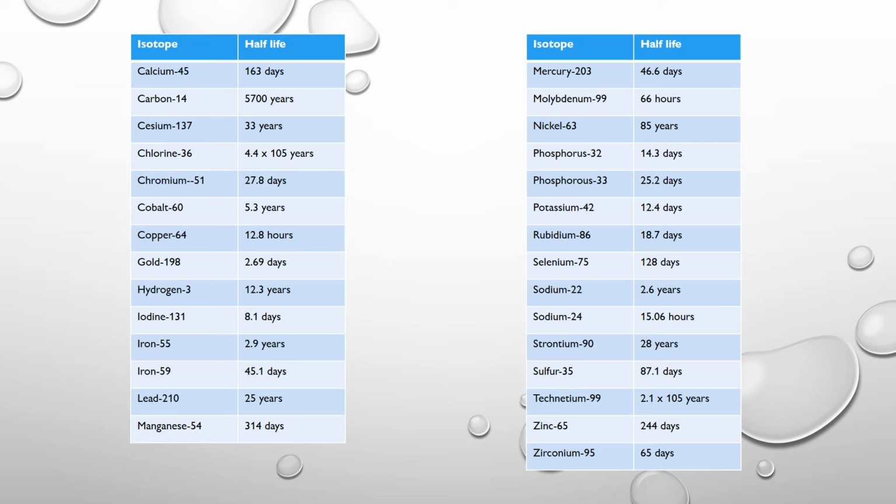So these are some of the radioactive elements which are used in biological assays: calcium 45, carbon 14, cesium, chlorine, chromium, cobalt 60, and you can go on like that. The number indicates the atomic mass, and the half-life determines how many days or years are required for the radioactivity to become half. So that is all.